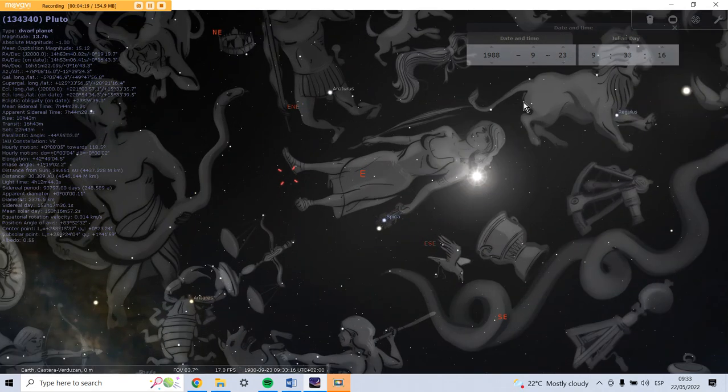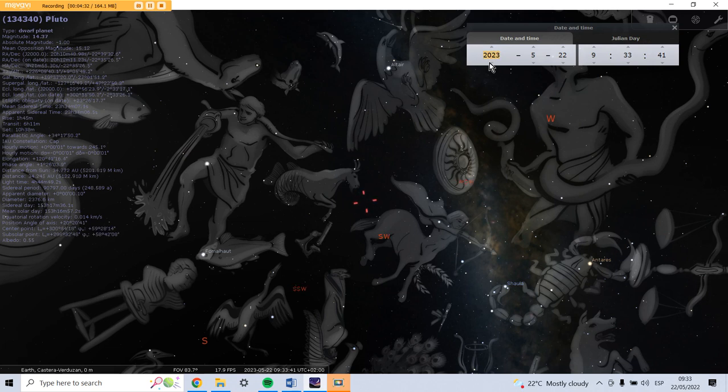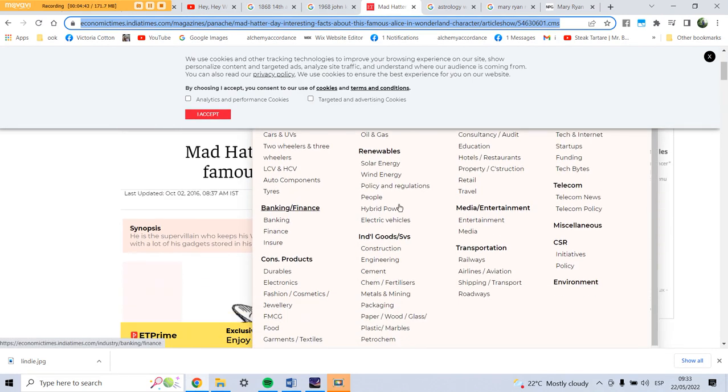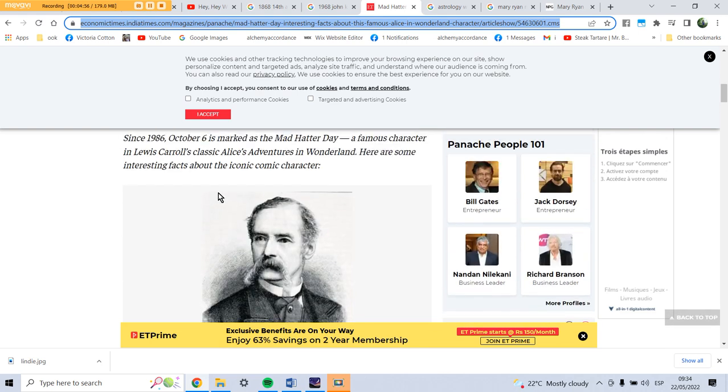So now we've got Pluto doing his last little retrogrades, and then he enters into Capricorn in 2023. So this is the 10th house. This is on the Mad Hatters. So Mad Hatter, there's the 10, 6. From Pluto in Virgo, 6 to 10, is when we get this Mad Hatter's Tea Party. So in 1986, again, since 1986, October the 6th is marked as Mad Hatter Day.